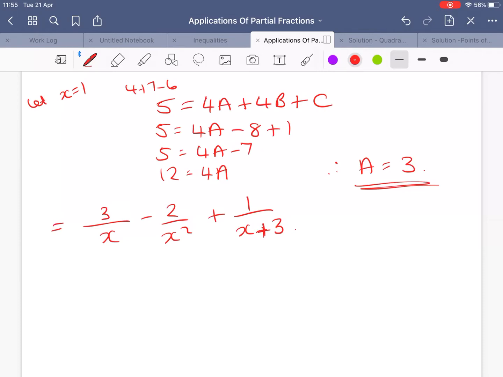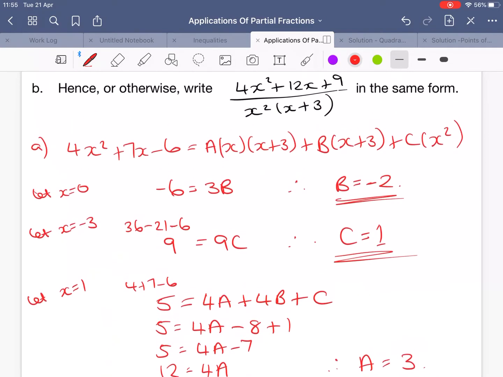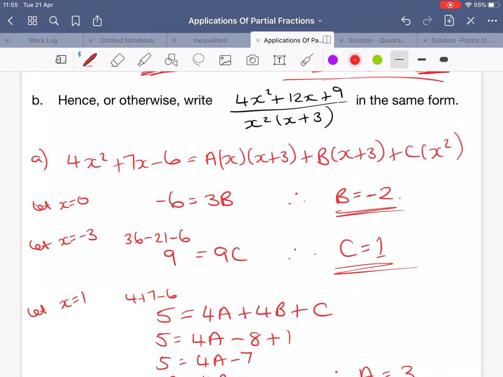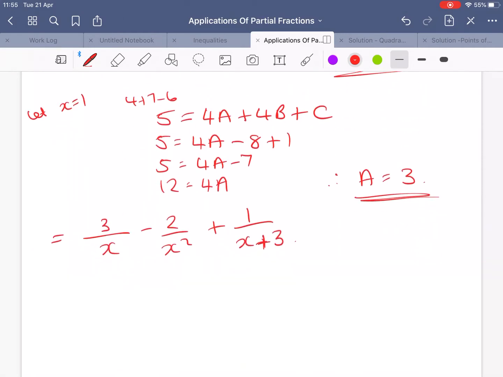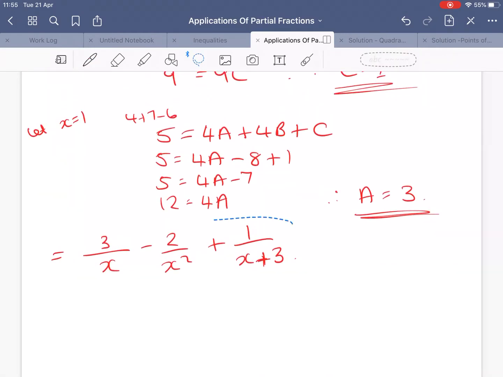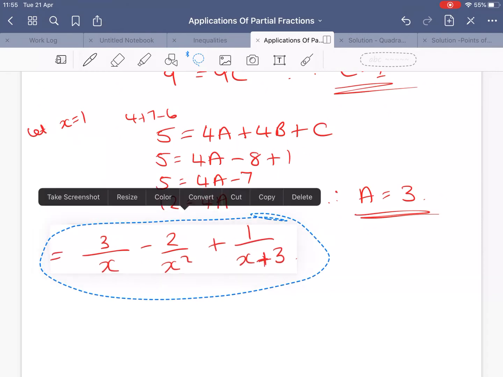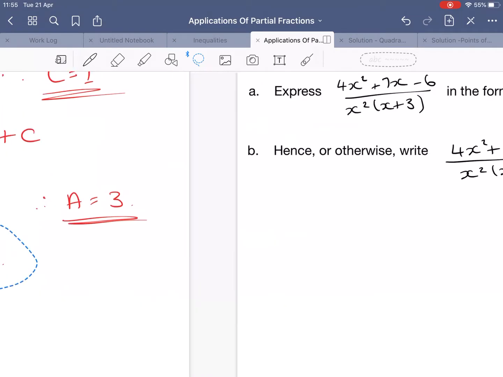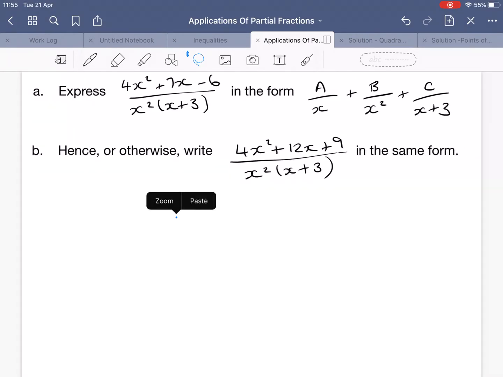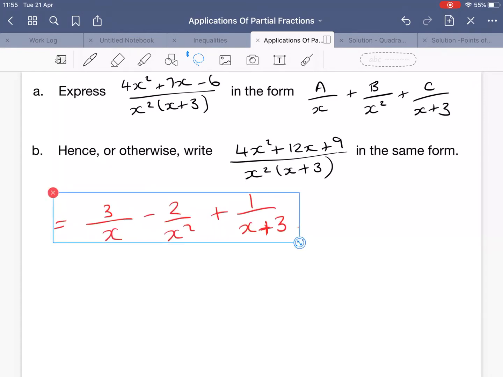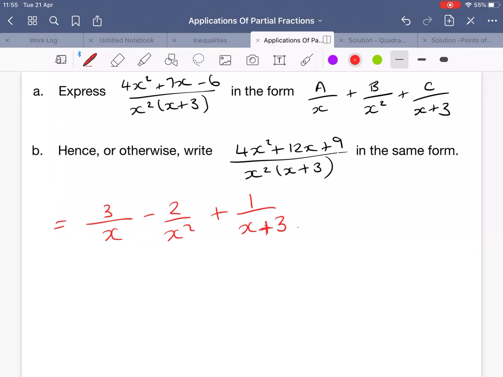Okay, so I've done part A. So part B is a little bit more complicated, but what I'm going to do is copy this over to the next page, because I've got my answer to part A. Okay, now then, let's do part B.